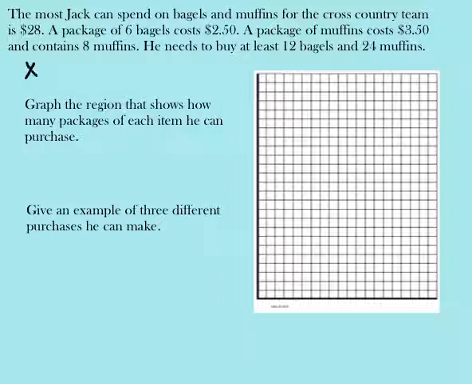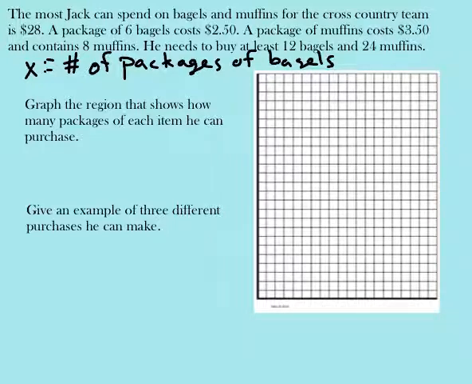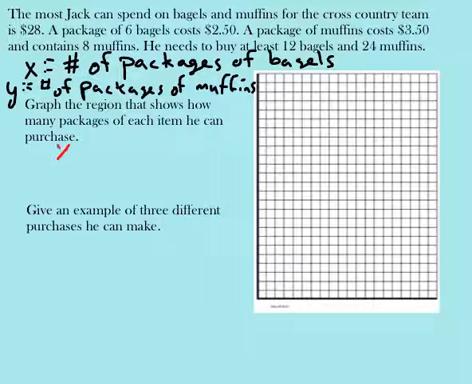What I know is that I want x to equal the number of packages of bagels. Alright, and then y will equal the number of packages of muffins. So the x and y are actually standing for the number of packages. There's a little bit of information here. So how many packages do I need to buy?